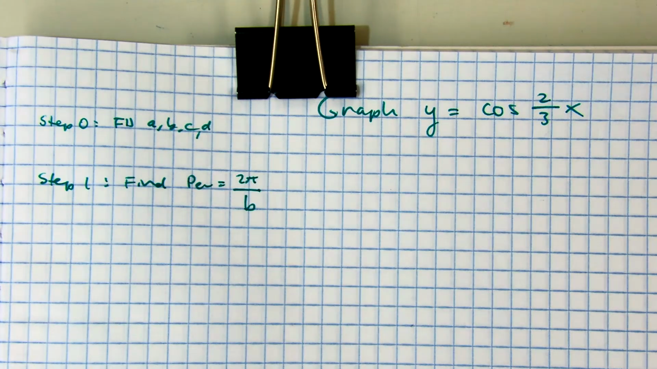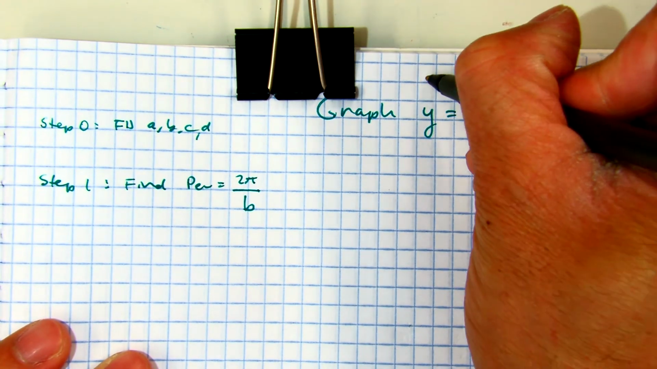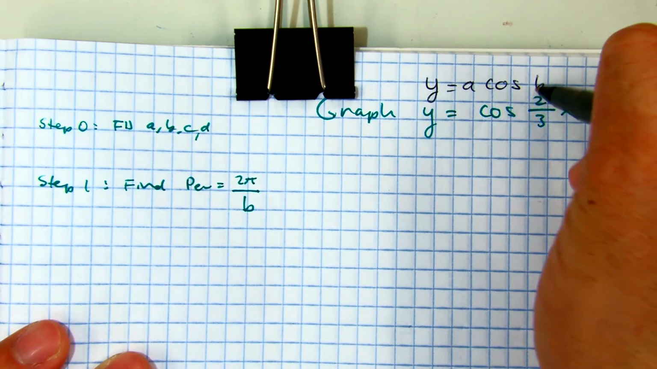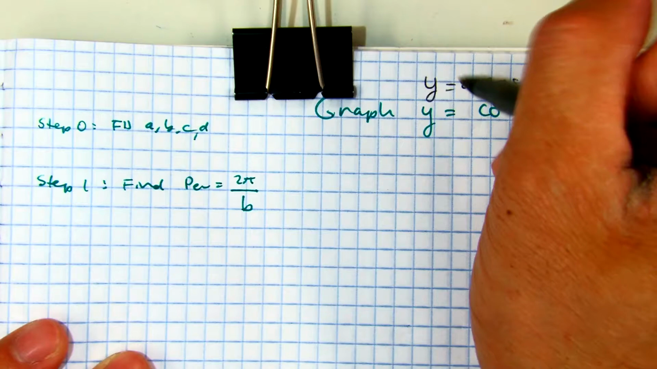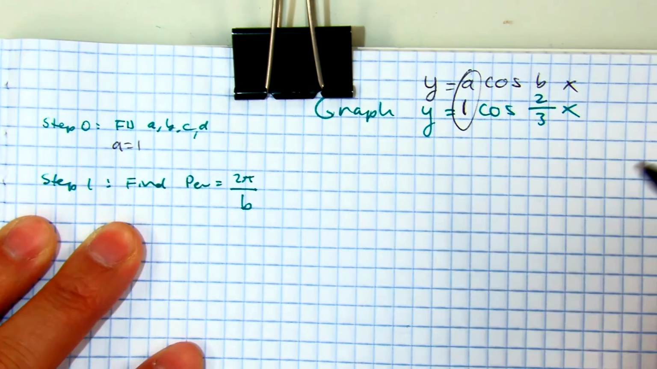Let's graph y equals cosine of 2/3 x. I'm going to write the formula above it. Juan, what's the formula I'm going to write above it? A cosine bx. Yep. Juan, what is our a value? 1. Yes. And your b value? It is 2/3.